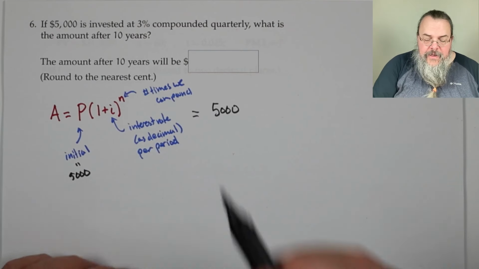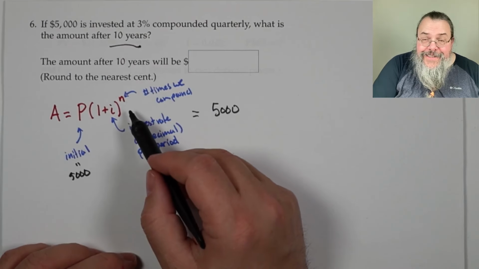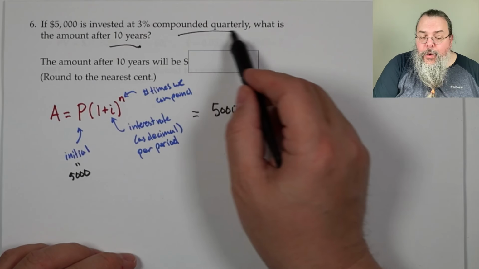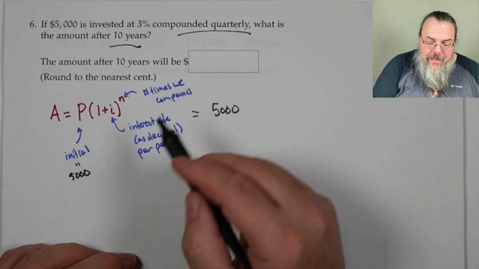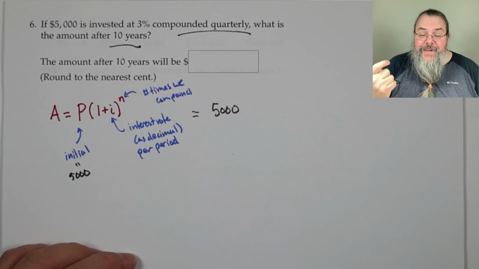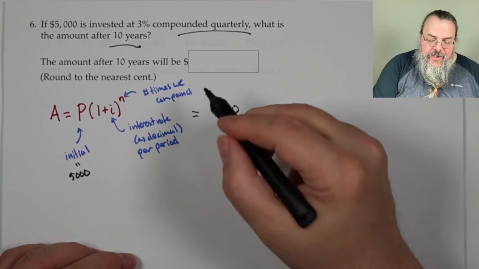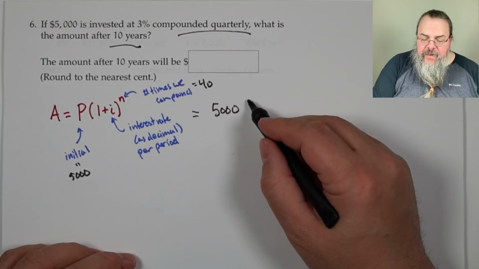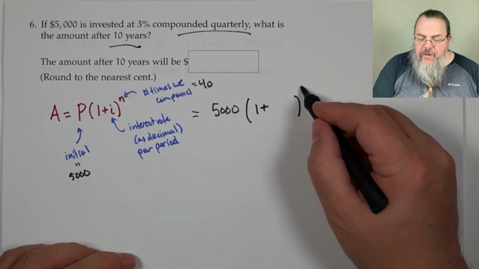Now, we have 10 years. So does that mean n is 10? No, because we're compounded quarterly. So what does that mean? Well, it means every year we compound 4 times. So we have 10 years, we compound 4 times per year. So here, n is 40. So we're going to have 1 plus something to the 40.